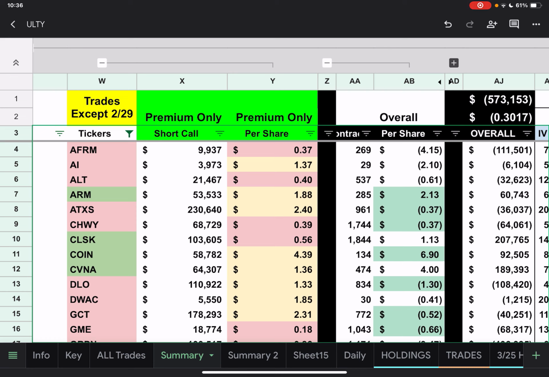So again, the per share here was the same thing I did, and for the overall, I did it by the number of contracts. So the short calls divided by the number of contracts, well, it's actually by shares. So divided by the number of contracts divided by the shares, in this case, it was 37 cents a share for the Affirm share. So again, this is based off of the ticker shares, and not ULTY's current share count.